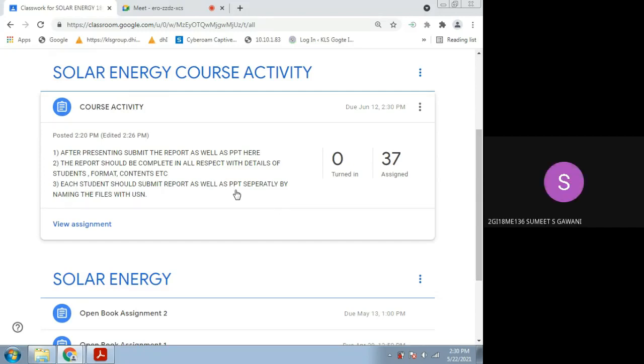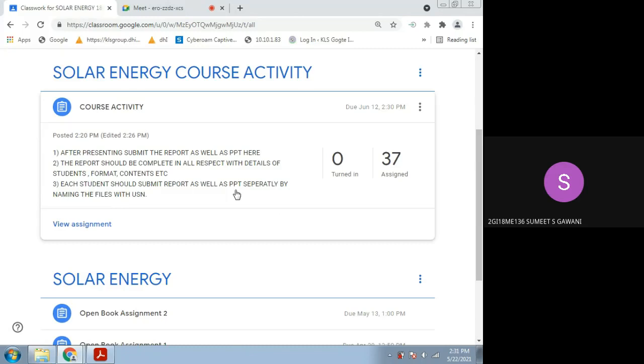So under one USN number, each student should upload both files, the report and the PPT. Say, for example, USN numbers 113 and 136 — four members are there. All four members will upload the same report and the same PPT because you have presented in a group.